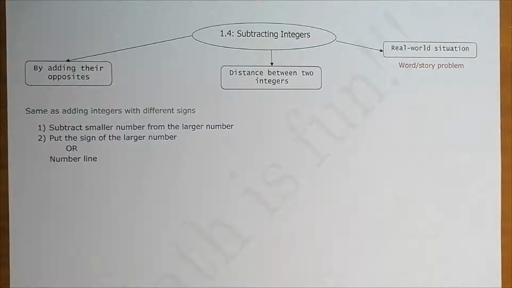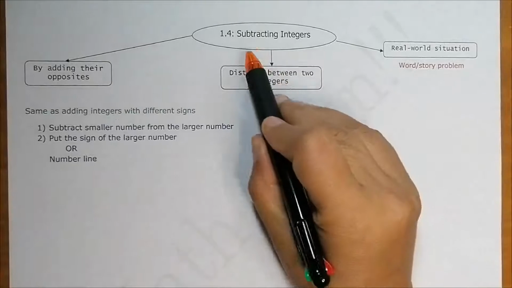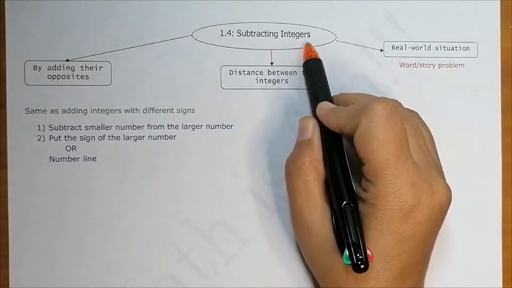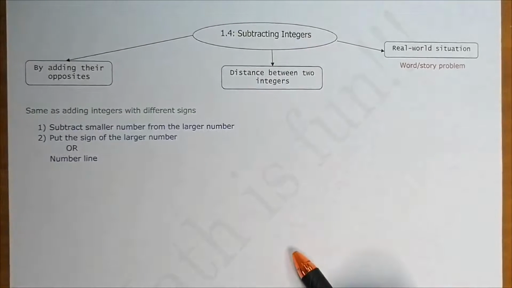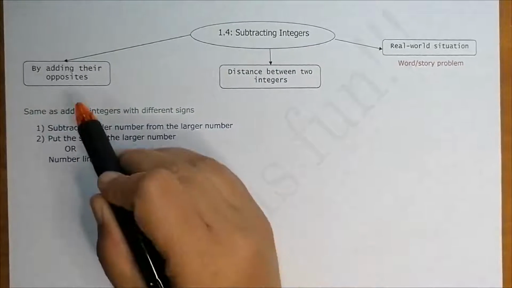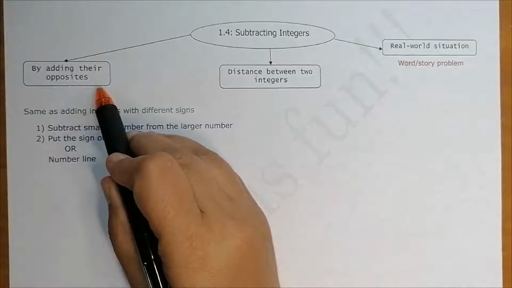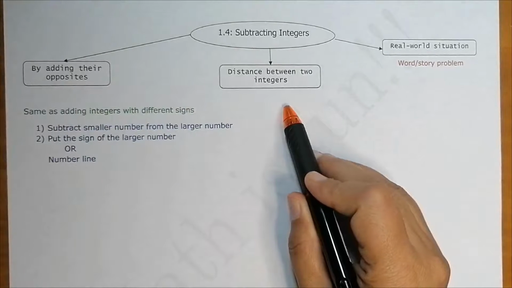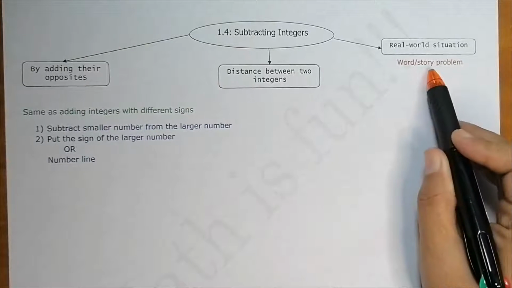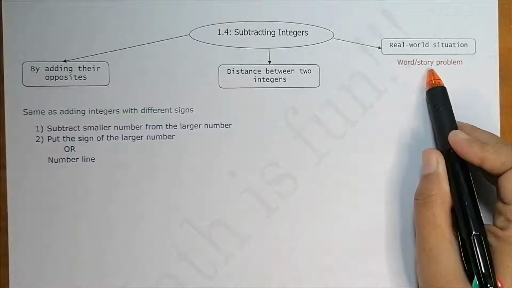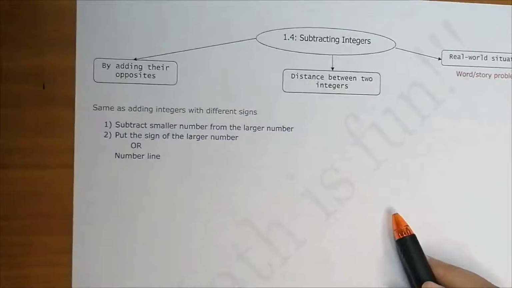Here we are with Chapter 1.4, Subtracting Integers. This chapter has three subsections: subtracting by adding their opposites, distance between two integers, and real-world situations. Okay, so let's get started.